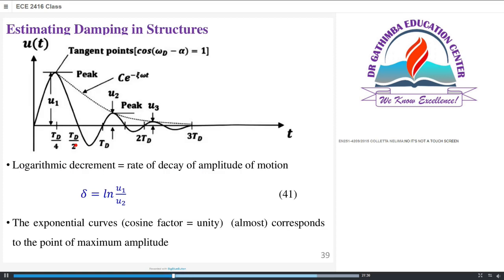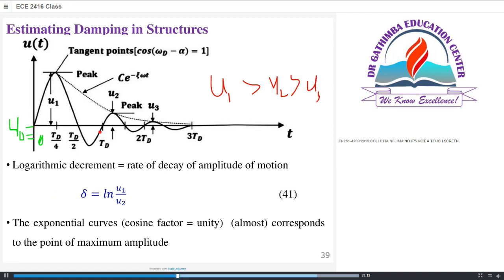Let's see how we can estimate damping in structures. Again, I repeat the graphical representation of an underdamped system. And now I'm showing where we have the initial displacement U naught equals 0. So you have U1, the second peak after the second cycle. This is U2, and then continues decreasing, U3 like that. So you see U1 will be greater than U2, like that, greater than U3.